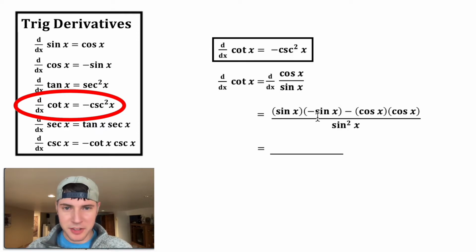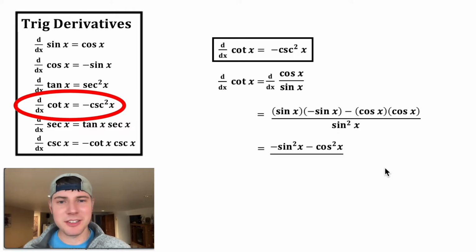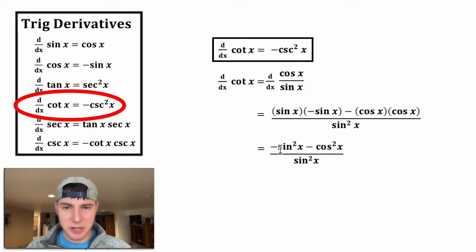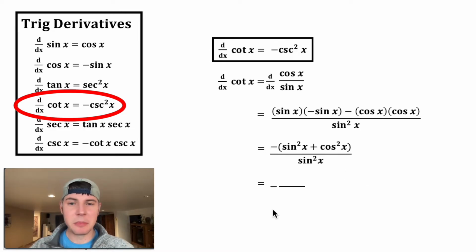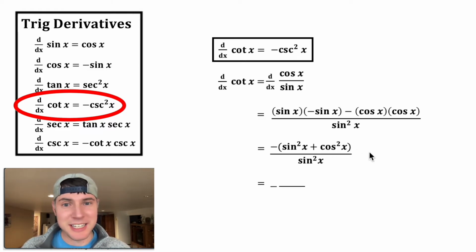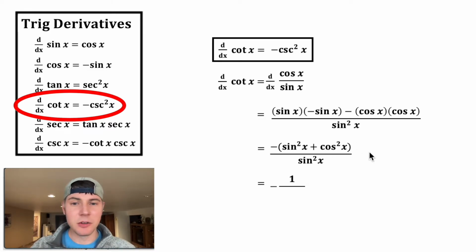And now let's simplify this. This negative we brought in front. Sine x times sine x is sine squared x minus, and then cosine times cosine is cosine squared x. And this is all over sine squared x. From here, since both of these are being subtracted, I'm going to factor out a negative 1. And this negative can be brought to the front of the fraction. This sine squared plus cosine squared is the trigonometric Pythagorean identity. That's equal to 1. And that's still over sine squared x.